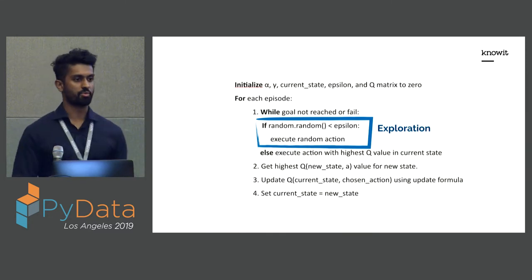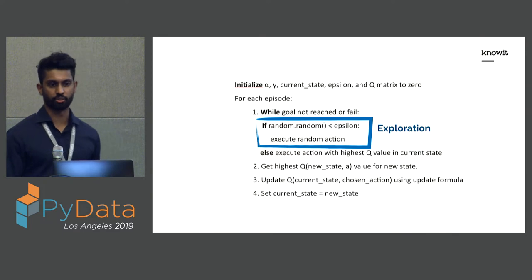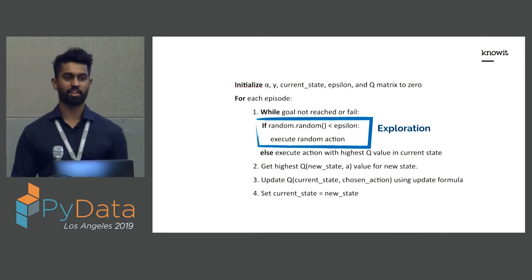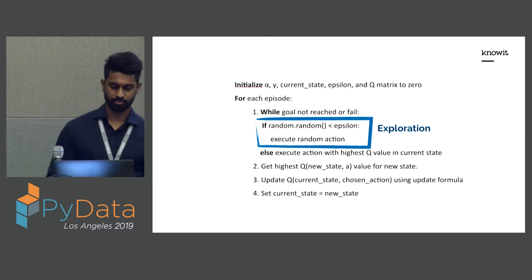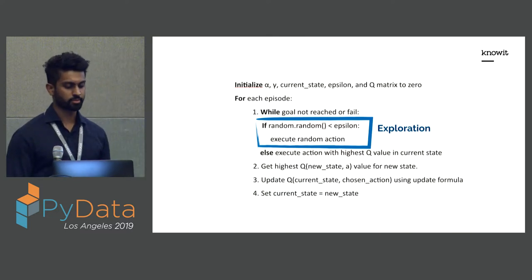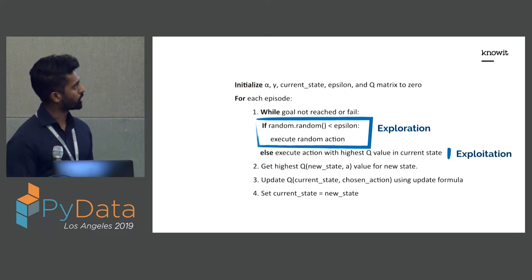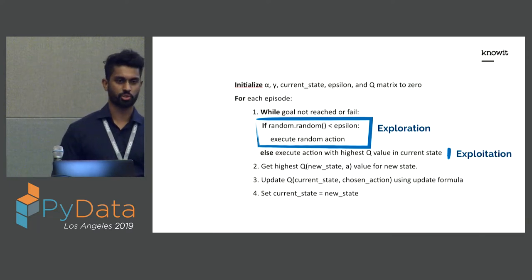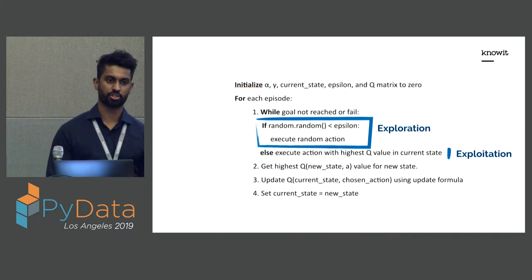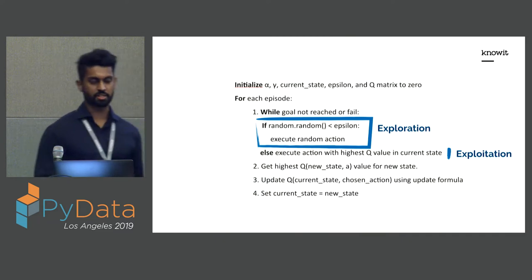For some random probability, there is a likelihood that we're just going to pick a random action no matter the Q values, no matter how good they are. Otherwise, we will exploit the knowledge that we already possess and choose the action with the highest Q value for the state we're in. And why do we do this?